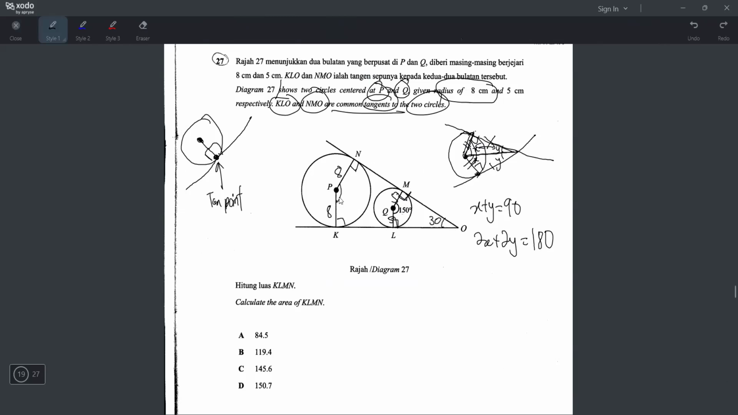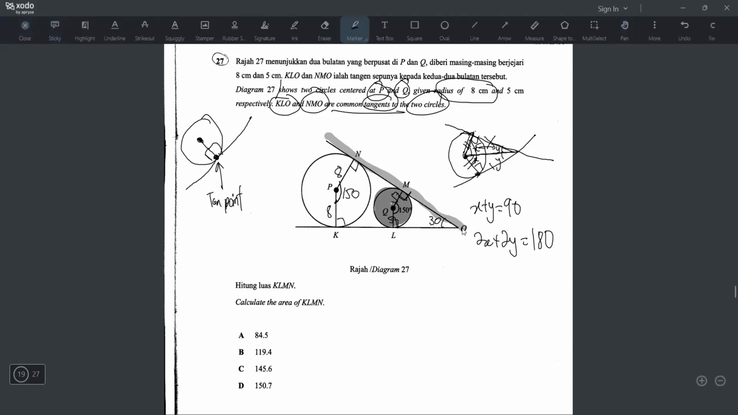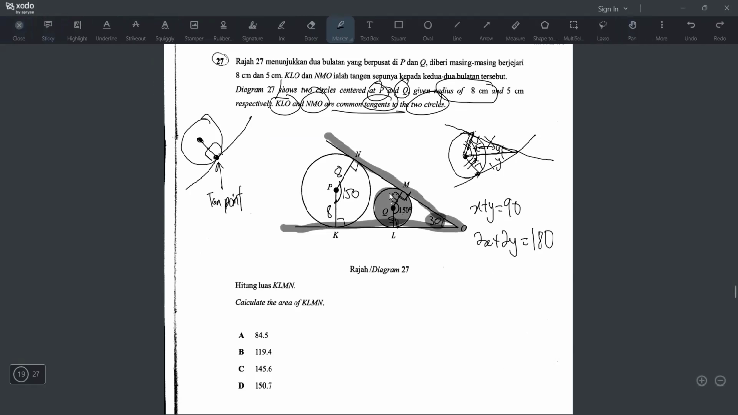What about this angle? Oh, later they want to find the area of KLMN. But let's not find the area first. Let's try to find whatever we can first. Okay, this angle will be 150 also. Why? Because if we ignore this diagram, let's use black color this time. If we ignore this, do you realize this is a common tangent also? You see, common tangent, right? So this angle is 30, so this will be 150. That's why. Because of this formula.